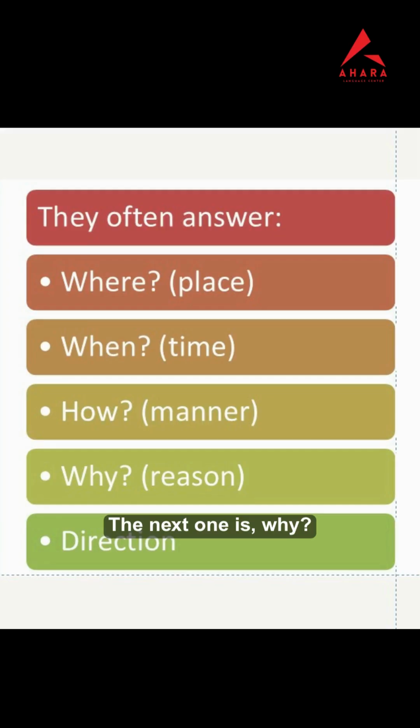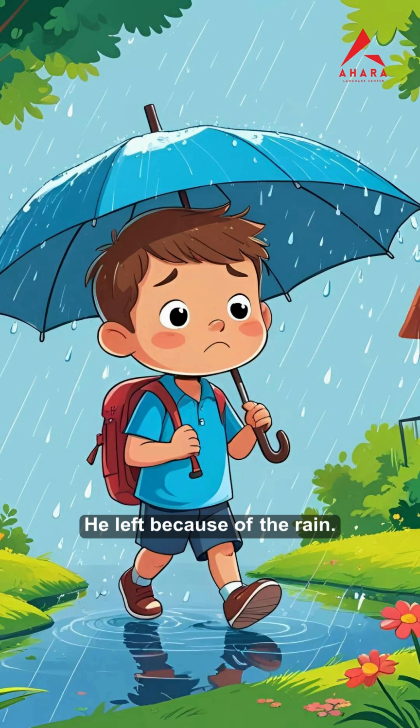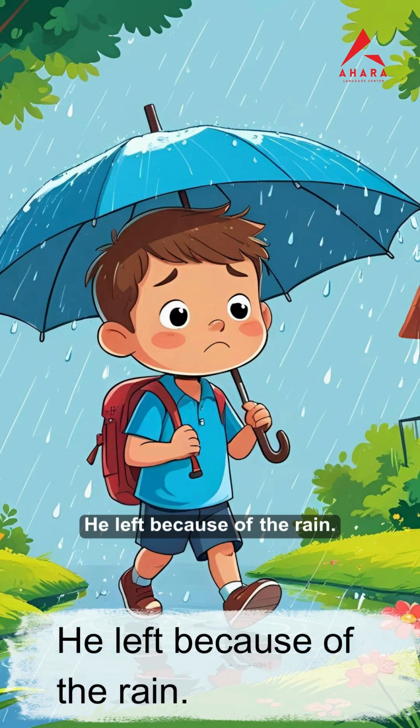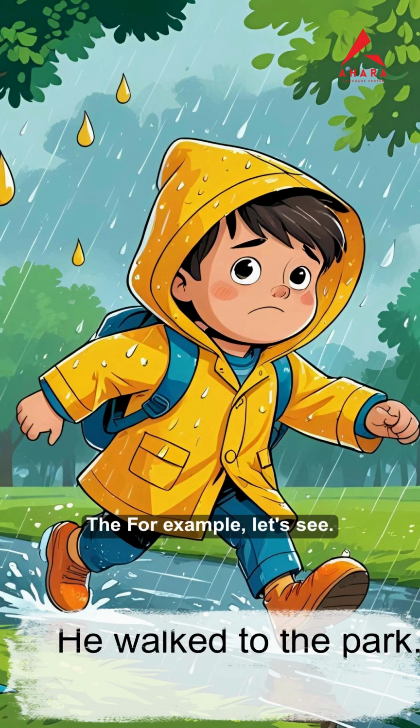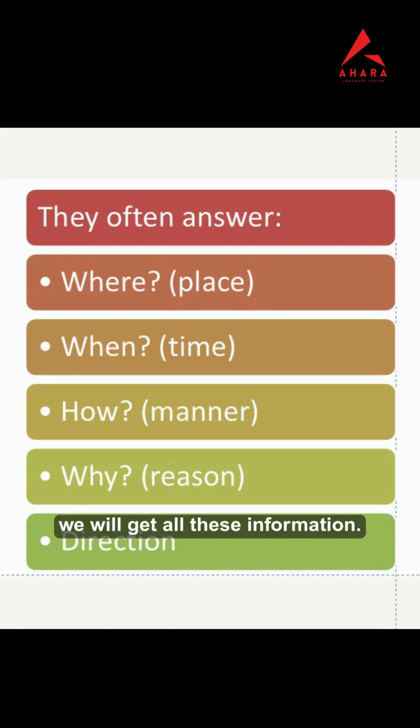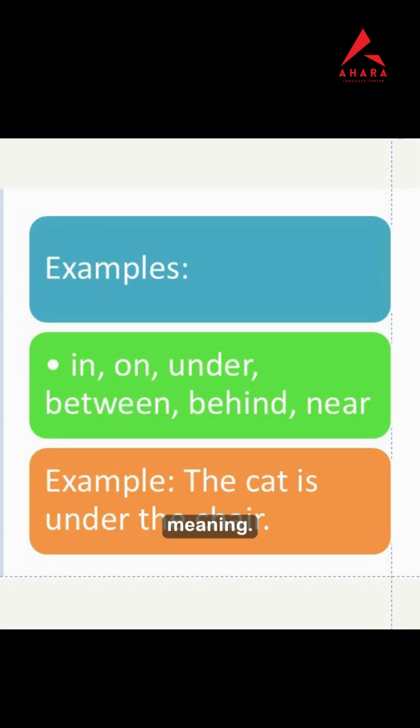The next one is why. That gives you a reason. Let's see this. He left because of the rain. Why did he leave? Because of the rain. The next one will give you a direction. For example, he walked to the park. Where did he walk? He walked to the park. So using prepositions, we get all this information in a particular sentence.